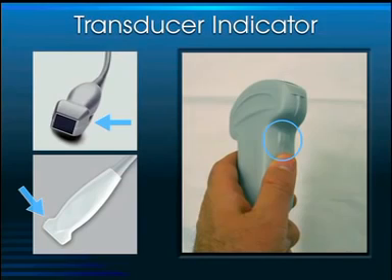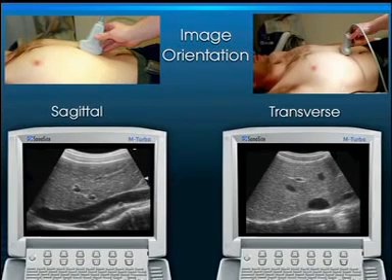But each transducer has an indicator on it. No matter which transducer you're using on any kind of machine, you've got to try to locate the indicator, because the indicator has a standard in this country. It's towards the patient's head in a sagittal view and towards the patient's right in a transverse view. If you look at this inferior vena cava seen in a sagittal view, this is all towards the head, and over here this is towards the feet. That's because I've got the indicator towards the head.